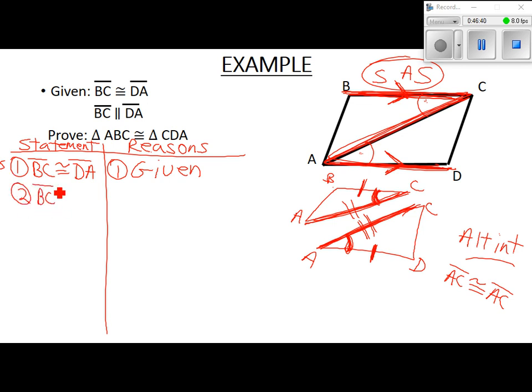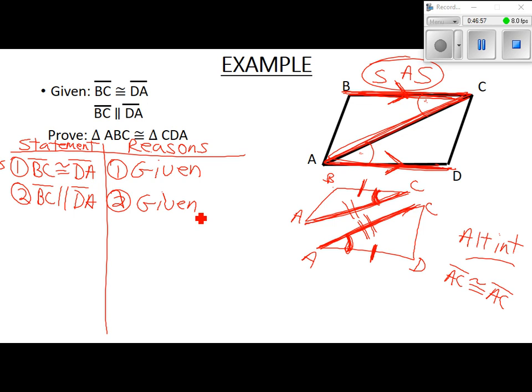Segment BC is parallel to segment DA. How do we know that? Given. Now be careful here. Do I put an S out here beside that? No. We weren't saying that they were congruent. We were just saying that they were parallel.